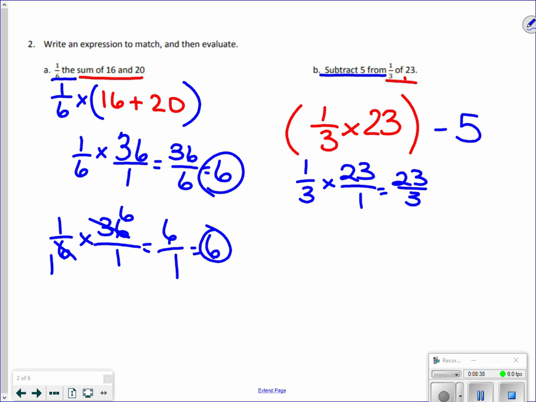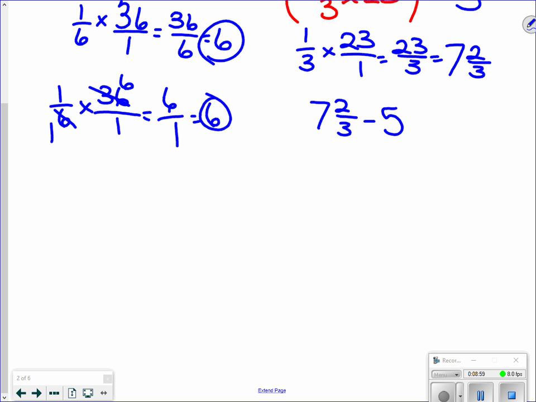23/3, which you would end up with 7 2/3. I'm not finished. I still have to subtract 5. 7 2/3 minus 5. Now, let me do a little bit here. I know that we have done, and look here, Jasmine, look here.